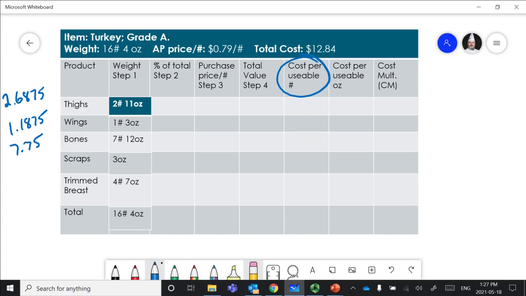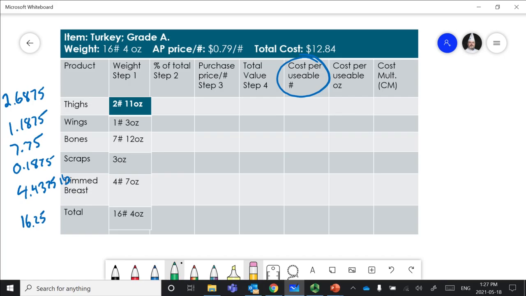So 7.75 pounds. Our 3 ounces is going to be 0.1875. And our trim breast, we end up with 7 divided by 16, 0.4375, so 4.4375 pounds, and our total is 16.25.